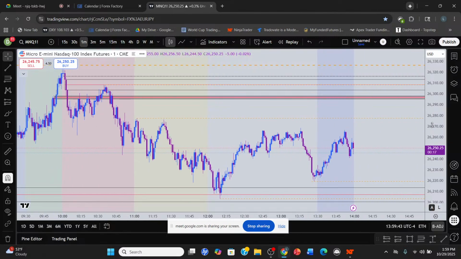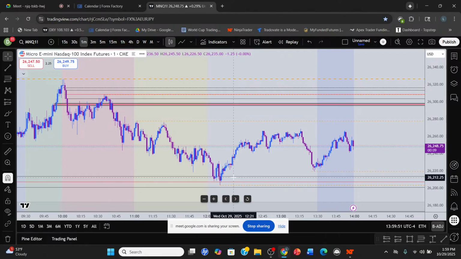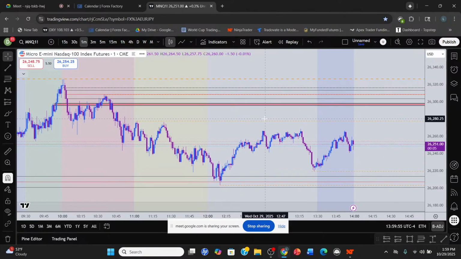But on FOMC, you know what happens a lot of times? We'll go take out one side and then reverse at 2:30 and take out the other side. So let's see what the market does. I would want the market to drop first, and then around 2:30 it starts to flip and goes higher for these highs, and maybe this one if we have enough juice.